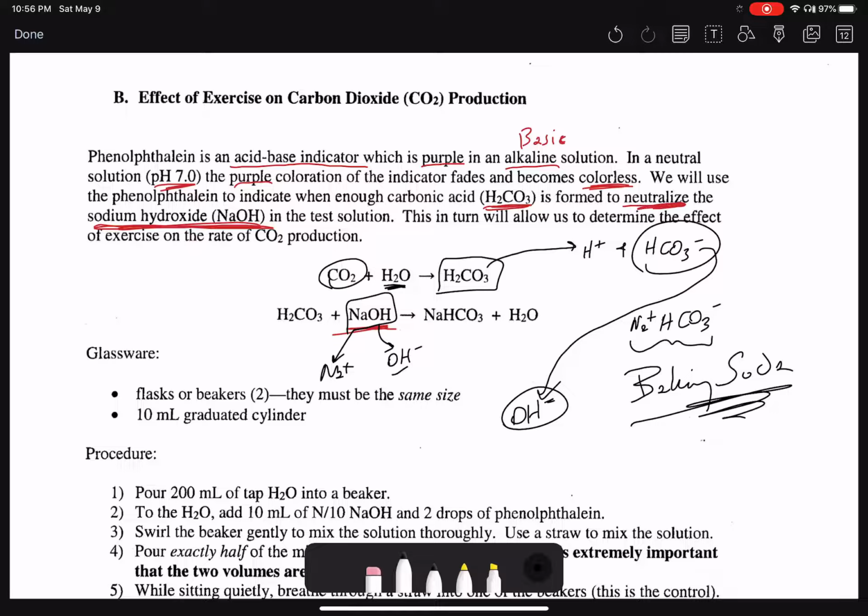All right, so as a result of that neutral pH, what's going to happen to the phenolphthalein indicator dye? The phenolphthalein indicator dye is going to go from purple to clear. So as a result, the more CO2 we inject into the solution, the more carbonic acid we form, the more bicarbonate we form, and the more that bicarbonate then sucks up all of that excess hydroxide like a sponge. And as a result, the solution's pH is going to go down. Does that make sense to everybody?